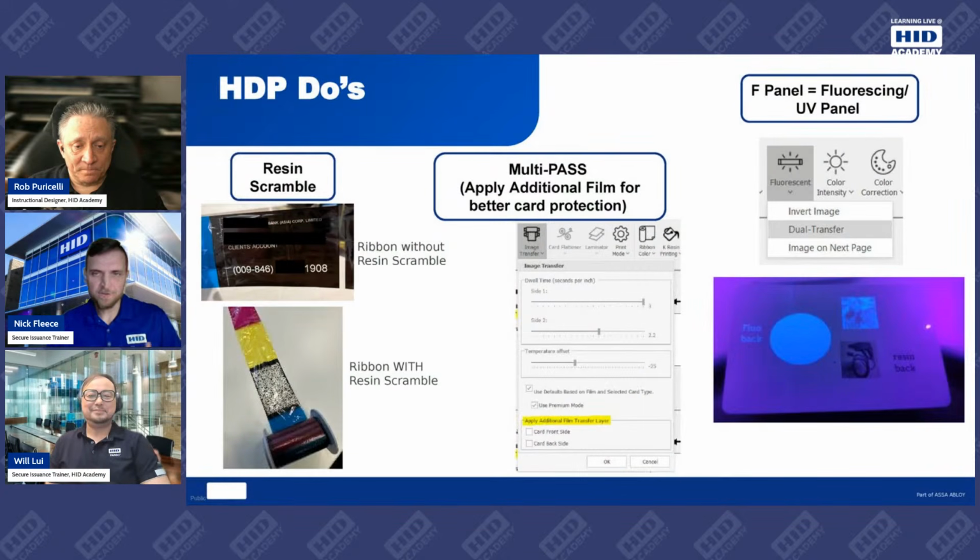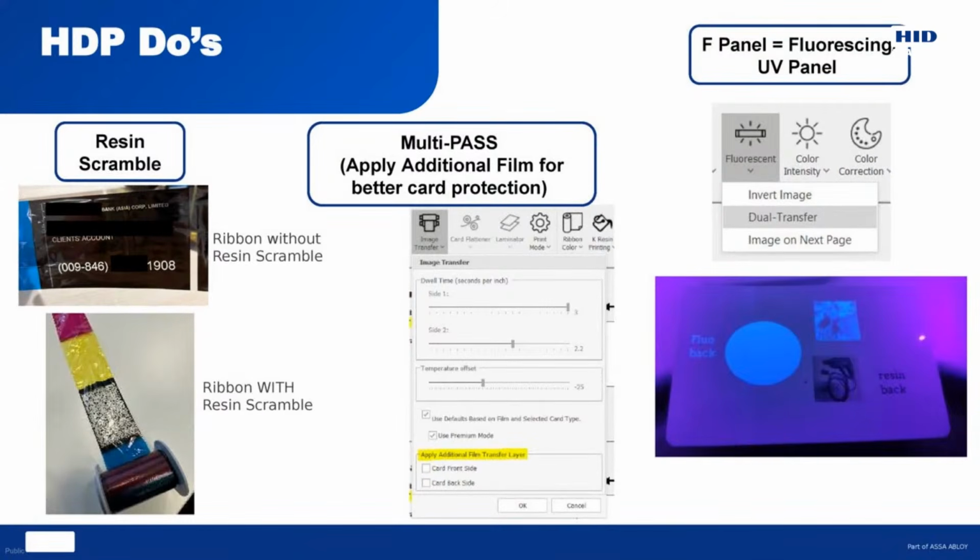Yeah, so some of the do's for HDPs and some of the unique features that come with this is resin scramble. Especially if we're printing high security badges with sensitive information, it's always a good idea to enable resin scramble to essentially hide that information. Now, most people have to securely dispose of a ribbon, but in the event something slips through the cracks, you'll be protected if you have resin scramble enabled.